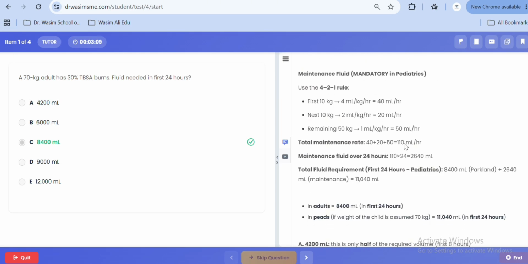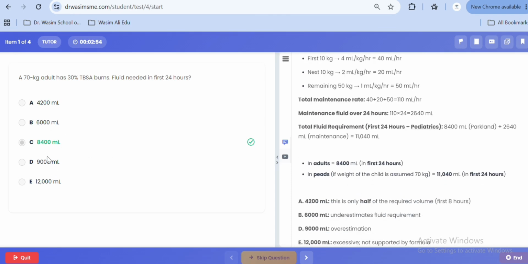So total maintenance fluid will be 110 ml per hour. In 24 hours it will be 2640 ml. So when you add 8400 ml plus 2640 ml, this would be 11040 ml. In the options there is no 11,040 ml, and they have also mentioned that this is a 70 kg adult. So even if 11,040 ml had been given, still the answer would be 8,400 ml, because this is an adult. For an adult, just 8,400 ml in the first 24 hours if he or she is 70 kg. In pediatrics, it would be 11,040 ml if the child is 70 kg.